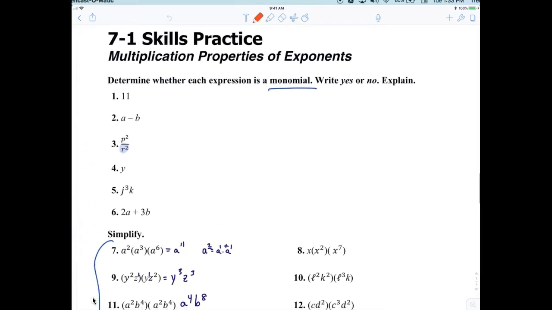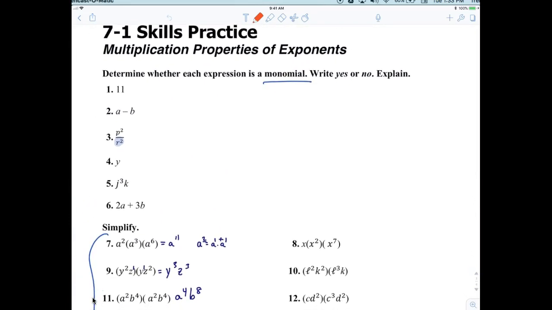Now, I was a little mad at some of my kids yesterday because they said they didn't know what a monomial was, so they couldn't do it because I didn't specifically say what 1 through 6 was. Well, if you don't know what a monomial means, just hit what? Google and look up monomial, and it'll tell you exactly what it is. All right, so everybody should have the answers for 1 through 6.